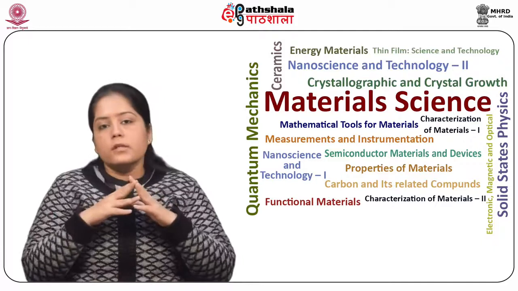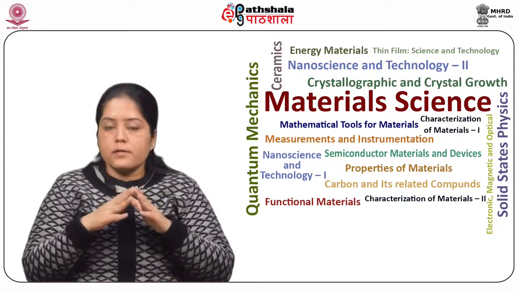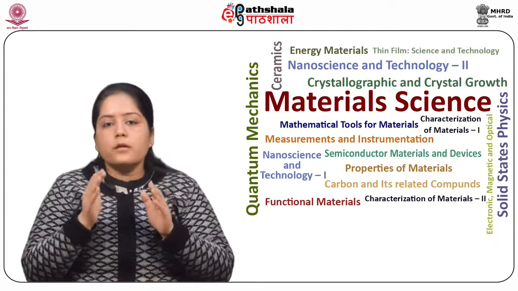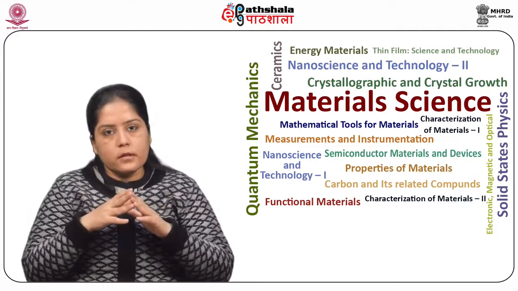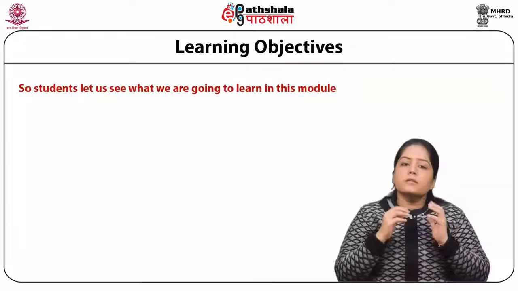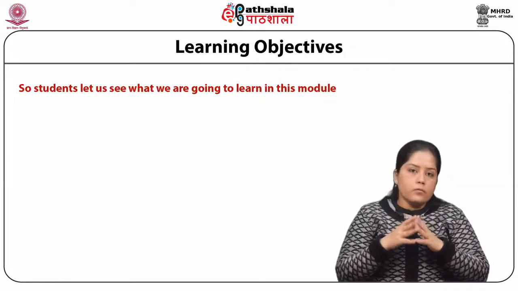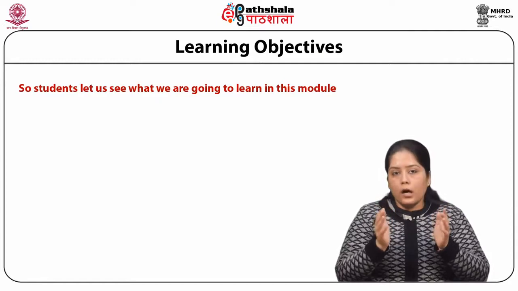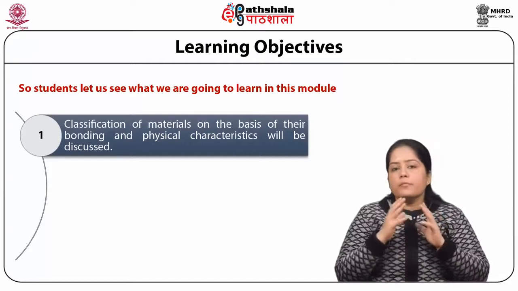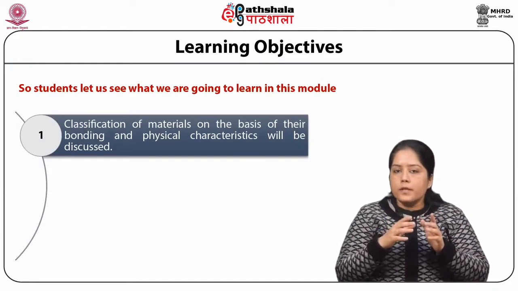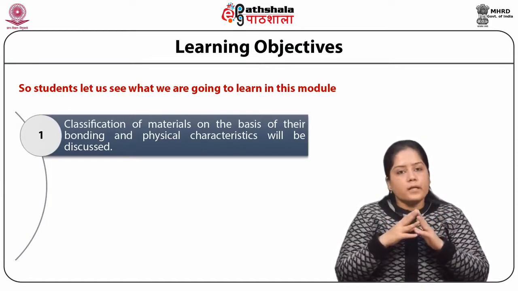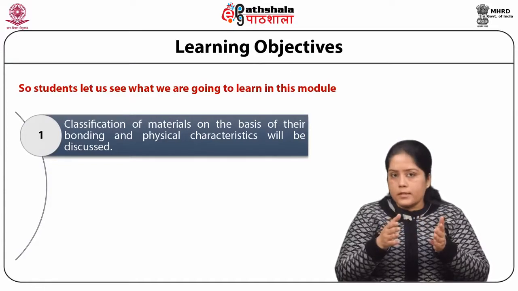So students, today we are going to discuss the module, a review of chemical bonding in materials, from the paper Functional Materials. The main points covered in this module are, first, classification of materials on the basis of their bonding and physical characteristics will be discussed in this module.